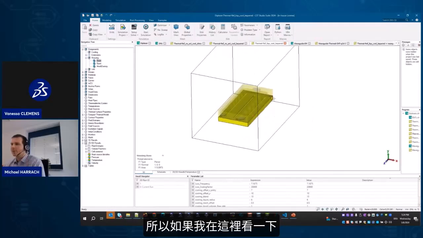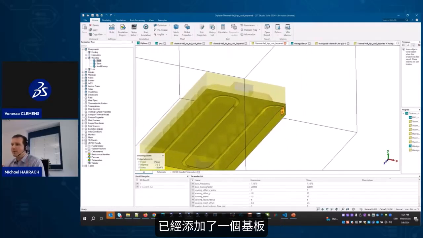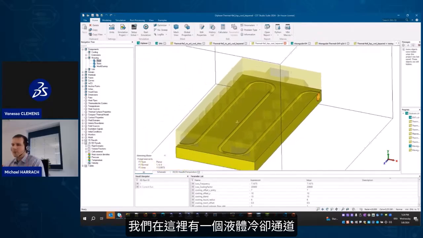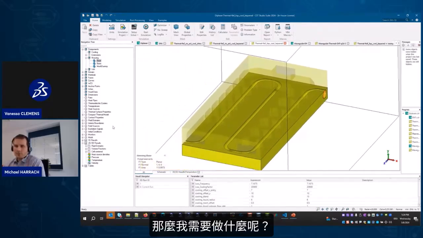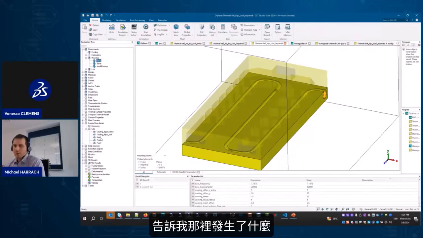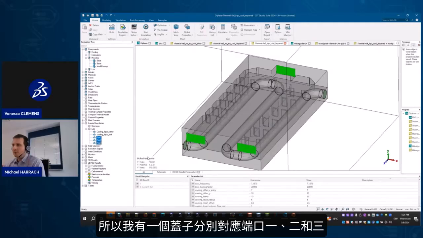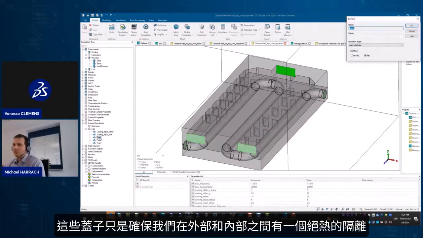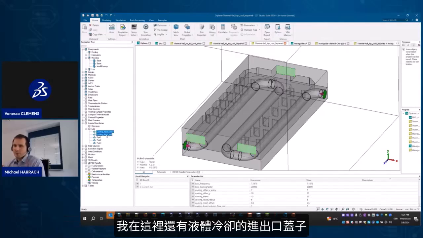So if I just take a look here, a base plate has been added. We have a liquid cooling channel here. And then what do I need to do? I need to set some lids, which tell me what's going on there. So I have the lids for port 1, 2, and 3. These simply make sure that we have an adiabatic separation of the outside and the inside air. And I have lids for the cooling liquid entry and exit over here.